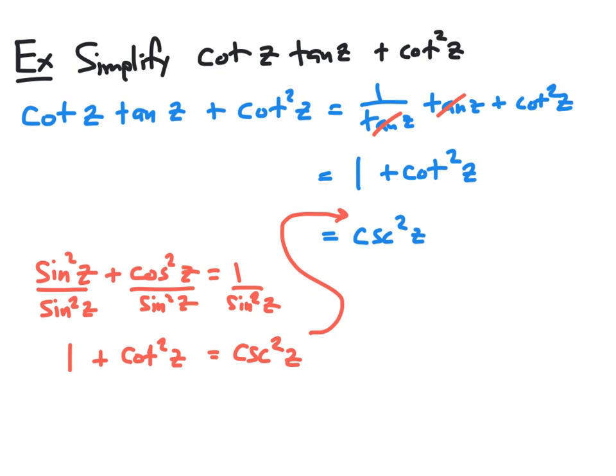So knowing some of these other identities, particularly the ones involving tangents and cotangents, secants and cosecants, and their squares, is often helpful in finding an efficient route to our simplification.